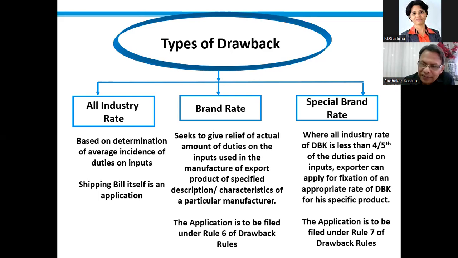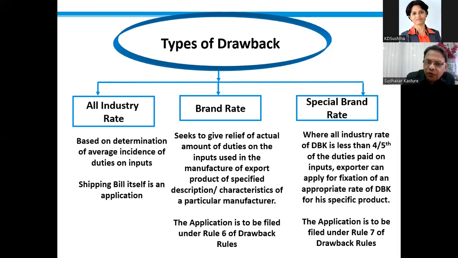How will they grant? They will ask you the proof of duty payment. They will ask you the bill of entry. They will ask you, when you have exported the goods, the shipping bill. They'll ask you your stock statement. And based on all this, after due checking, they will give you a letter. Based on this letter, custom will release that money to you. This is a second case. This is covered under Rule 6 of drawback rules. This is a third case called special brand rate. What is that case? Special brand rate is a case where you have all industry rate for your product, but your actual imports is much higher.